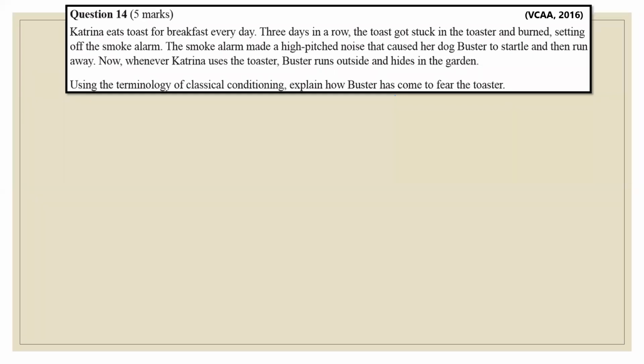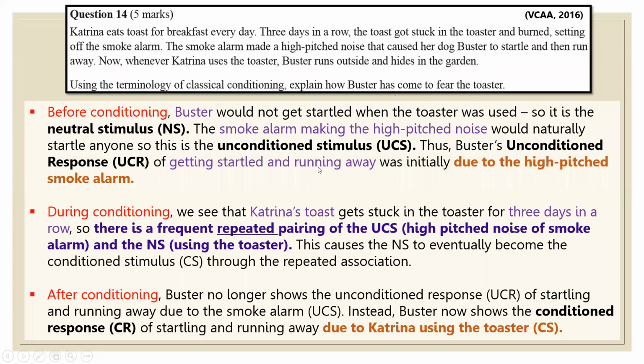So what we're doing here is naming our five elements of classical conditioning, so our unconditioned stimulus, all that stuff. We're going to try to link it to Katrina's scenario here with Buster. So I'll just show you guys a sample answer for that. Now, you don't have to do the before conditioning, after conditioning, all this stuff. I've just put this in here because I wanted you guys to see an example of how you could incorporate the previous slide we did into a question like this.